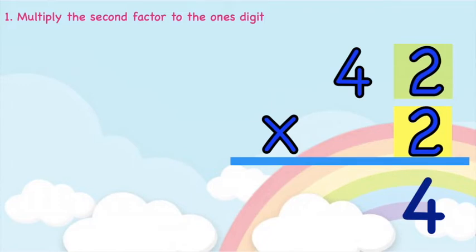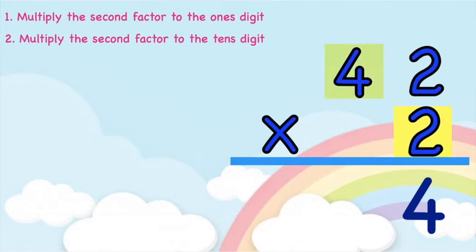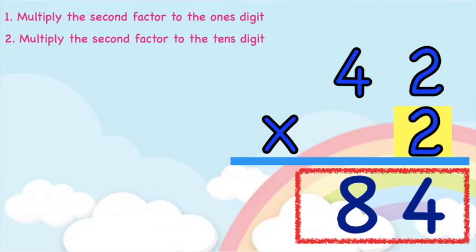Is that clear? And then for the second step, we're going to multiply the second factor to the tens digit, which is digit 4. So children, 2 times 4, we have 2, 4, 6, 8. So that is 8. We are going to write 8 at the bottom of tens place. So the product of 42 and 2 is 84.